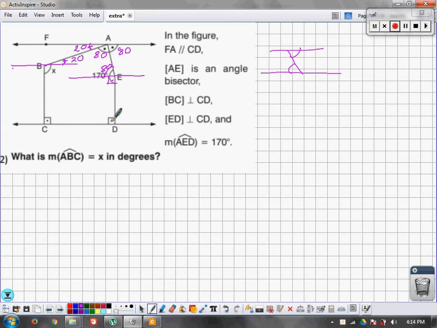I started from here, went up, then came in here, now I stop. So I will look for this one. How can I use it? If this is 90 degrees, these are parallel, so this part also must be 90 degrees. That's why x is equal to 90 plus 20, 110 degrees.